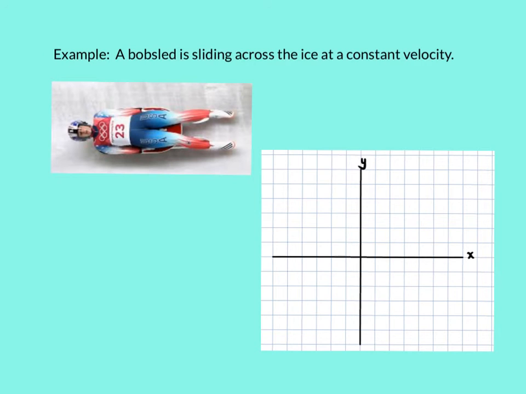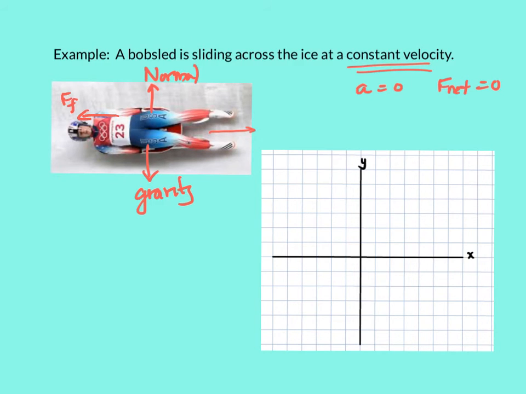How about a bobsled sliding across the ice at constant velocity? So we're saying that the acceleration is 0, so the net force is 0. Okay, so I've got gravity. I've got a normal force. Now, if it's at constant velocity, am I going to include friction? Well, let's look at our force diagram and see if friction is being ignored here.